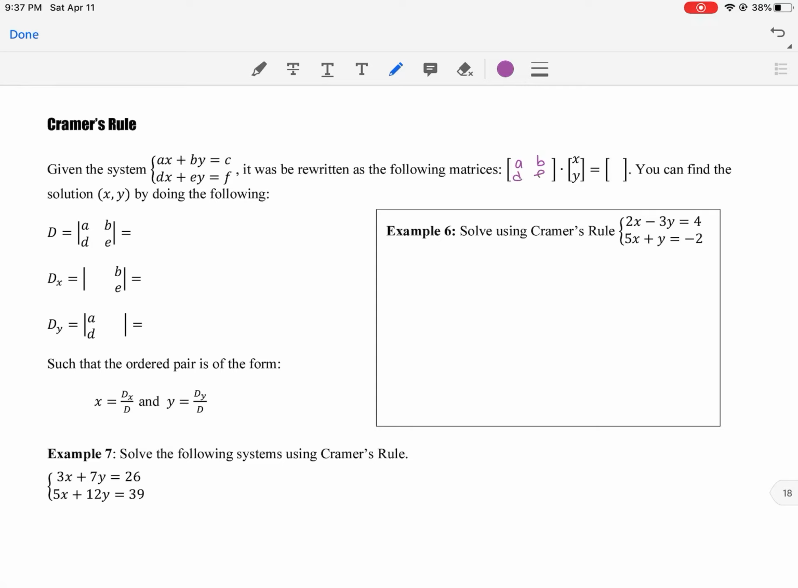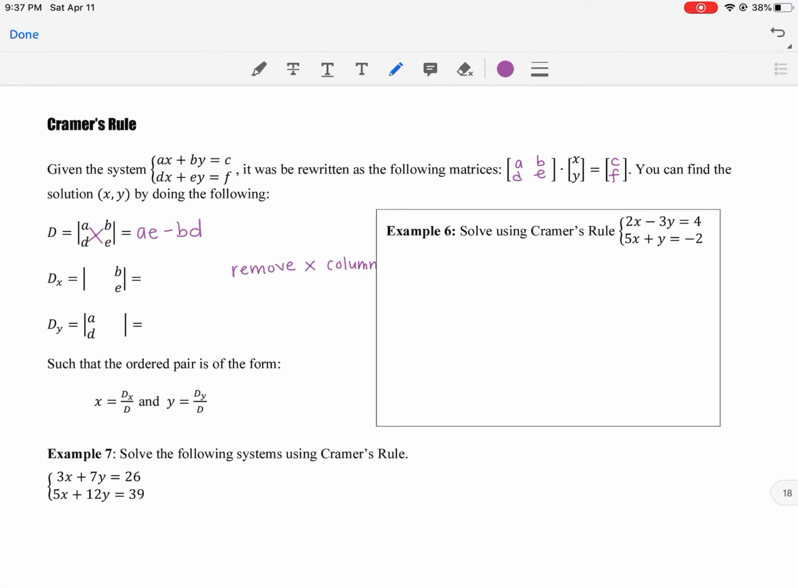So they give you the system. If we think about what we use for matrices, we put the coefficients of x and y, and then d and e, and our answers are c and f, right? And you can find the solution by first finding the determinant of the coefficient matrix. So a times e minus b times d.